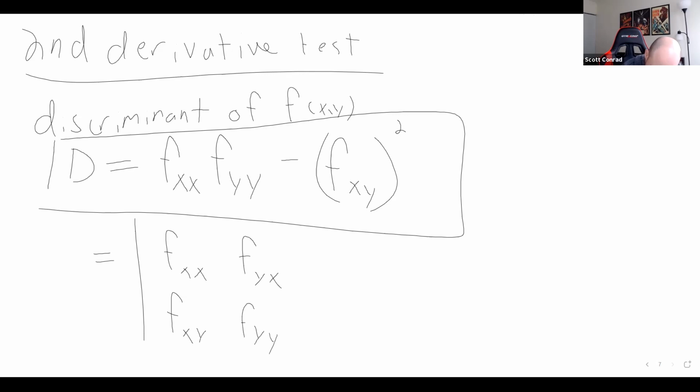And then we take the determinant of that. So multiply the diagonals together, subtract the off diagonal from the main diagonal. So we get fxx times fyy minus fxy times fyx, but we know by Clairaut's theorem those are equal, so those are both fxy squared. Sorry, if that made no sense to you, ignore it. Just remember fxx fyy minus fxy squared. That's the discriminant in this case.